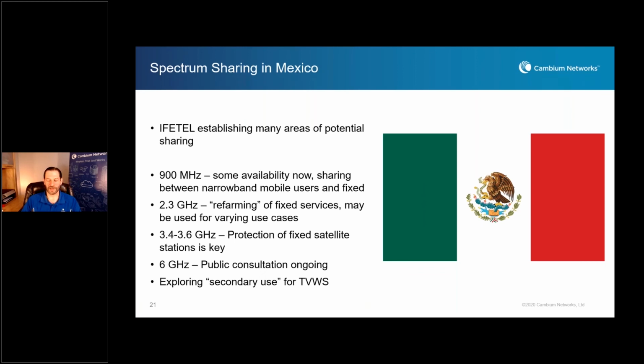3 gig, they need to protect those fixed satellite stations, and I don't know how much of that will actually come to pass, but it's being evaluated. And then 6 gigahertz, I think, is the best opportunity for becoming usable by more folks, and that's probably after the US and Canada and some other countries get it in place, but public consultation is happening right now, and they are considering secondary use for TV whitespace.